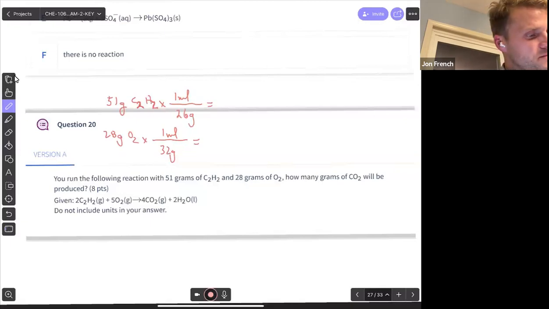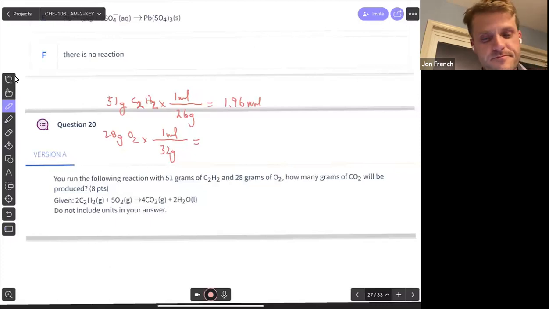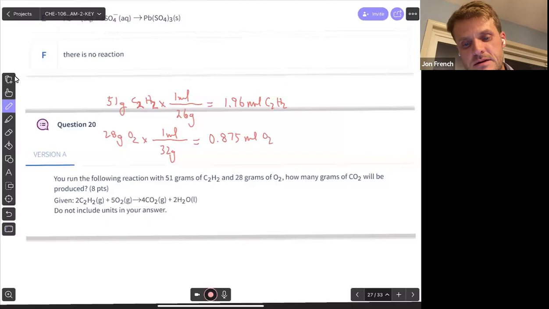So 51 divided by 26, right? I get 1.96 moles of acetylene, and 28 divided by 32, right? I get 0.875 moles of oxygen. We're not done there because we need to find out how many grams of CO2.